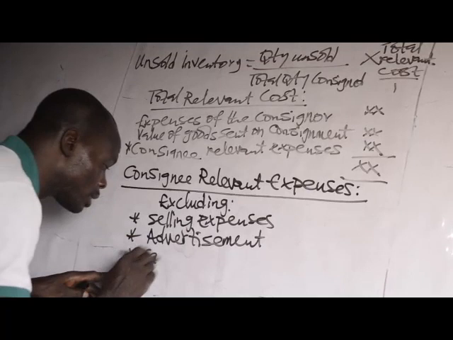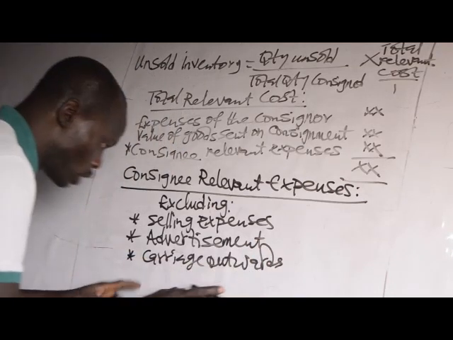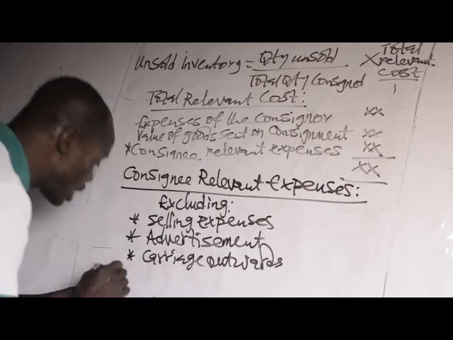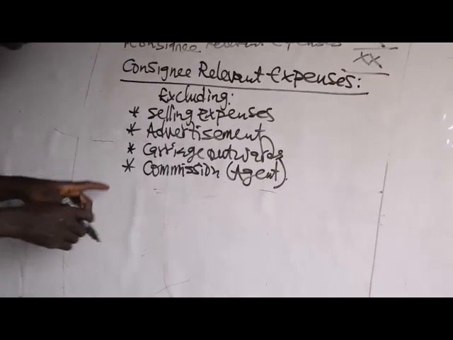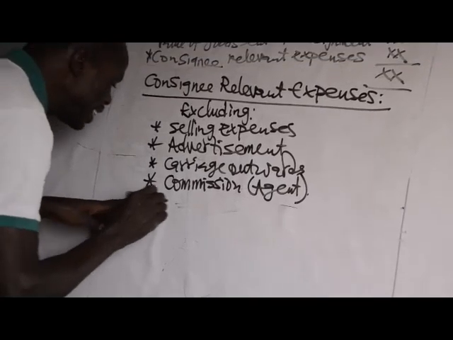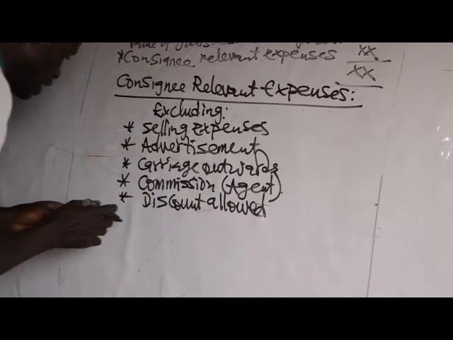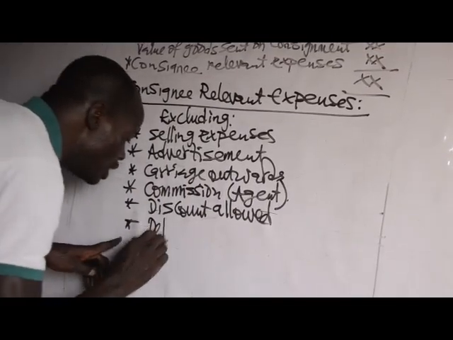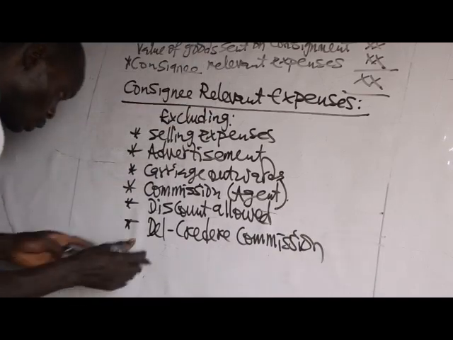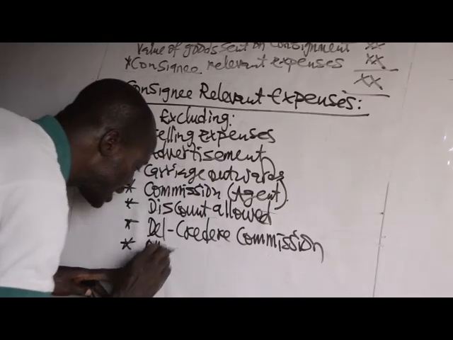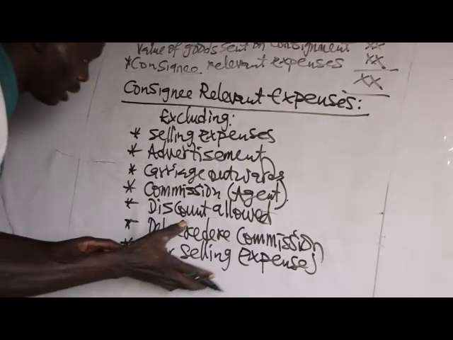Then we have the carriage outwards. Carriage outwards are costs incurred in transporting the goods to the customers. So it's also related to sales, not related to the items in stock. We also have the commission payable to the agent, that is consigning commission, is also related to sales. So it should not be considered. Then discount allowed also relates to the sales being made. Therefore, it does not relate to the items in stock. Then we also have the debt credit commission. Debt credit commission also relates to sales, so it should not be considered. Then, let me say, any other selling expenses. Any expenses that relate to sales should not be considered.